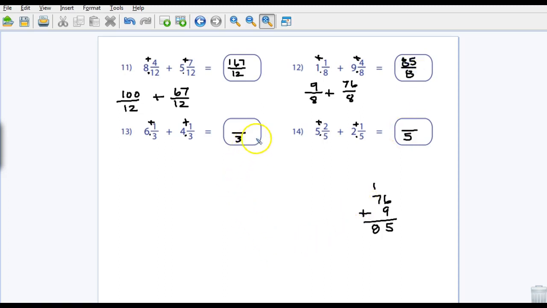Go ahead and push pause. Do the next two on your own. And then once you're finished, hit play and check your answers. All right, check your answers. Make sure they're correct. Try and see where you made your mistake. Make sure you're using your multiplication chart to do these.